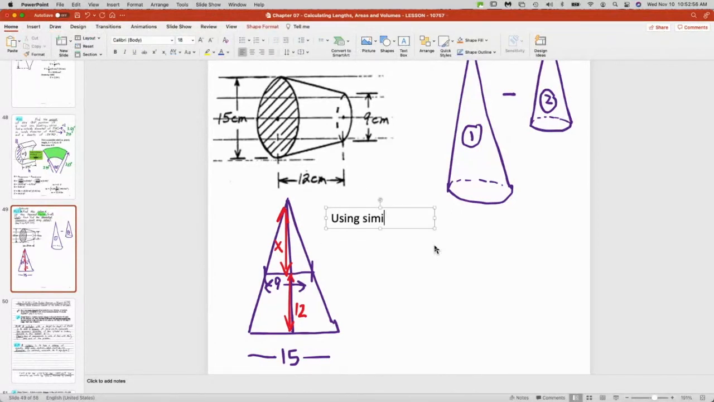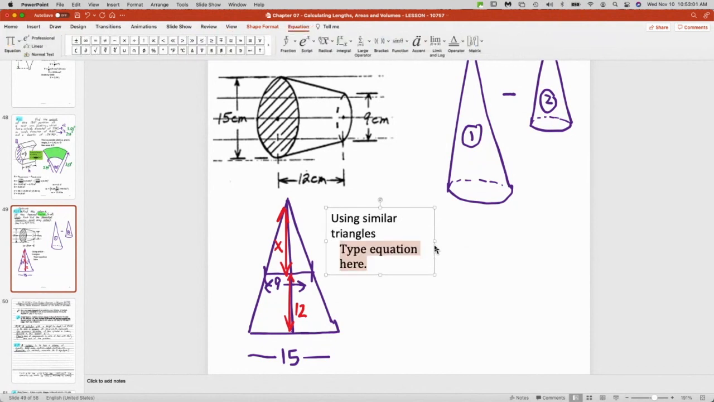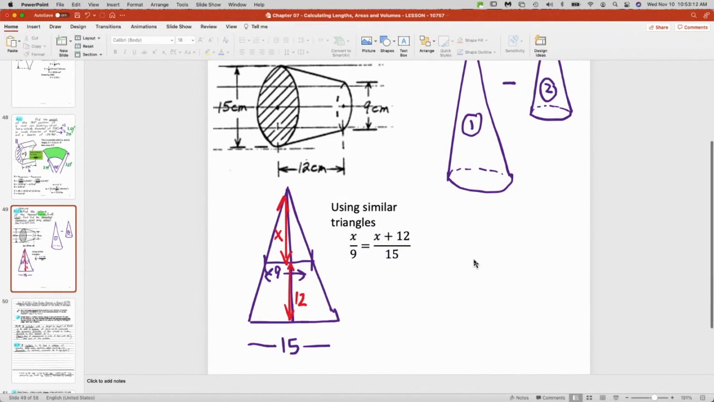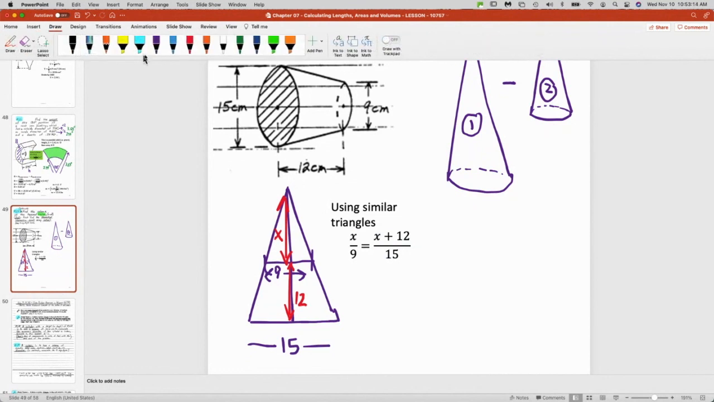So I'll just say here, using similar triangles, I can say that x is to 9 as x plus 12 is to 15. Okay, so what am I doing there? What I'm saying is that this here is to this as, I'll do the other one in green, this is to this. You see what I'm saying? The blue stuff has a ratio, and then the green stuff has a ratio.